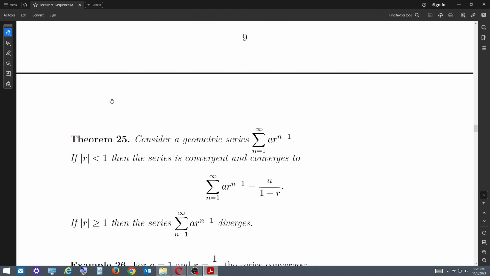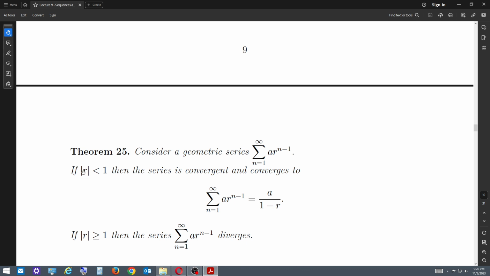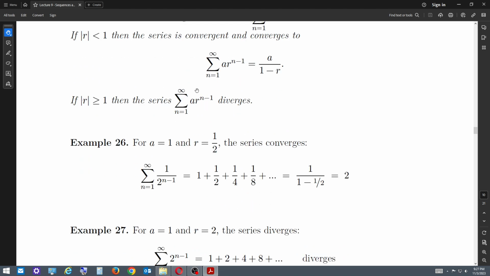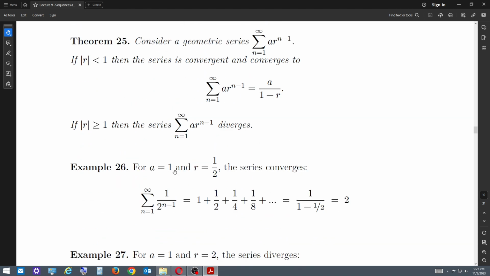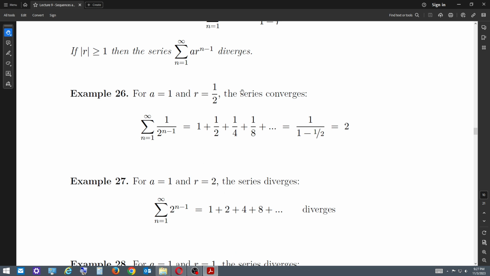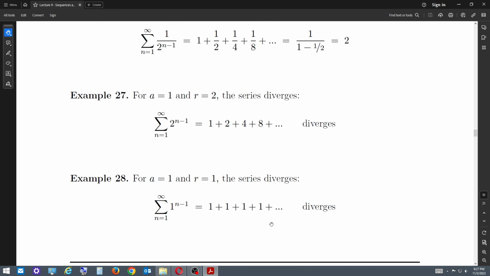Now if the absolute value of the common ratio is less than 1, then that series converges to A over 1 minus R. If the absolute value of R is greater than or equal to 1, then the series diverges. So that can be fairly important depending on the kind of questions that we have to deal with later on. So just bear that in mind. These are just some examples. I'm not going to spend too much time on these.